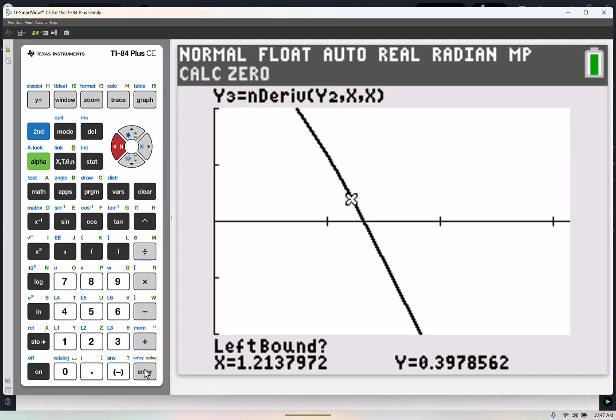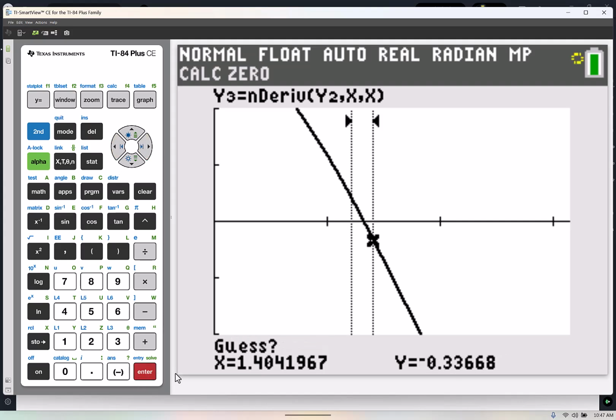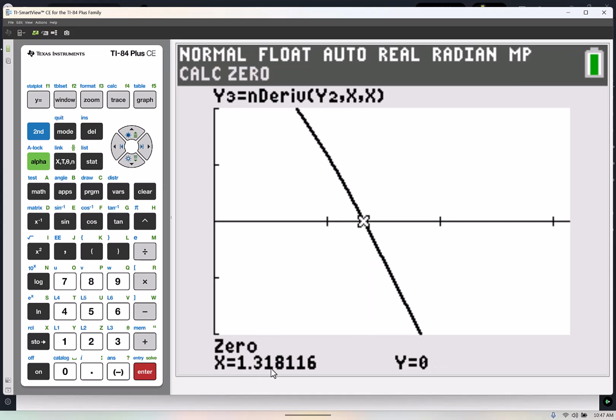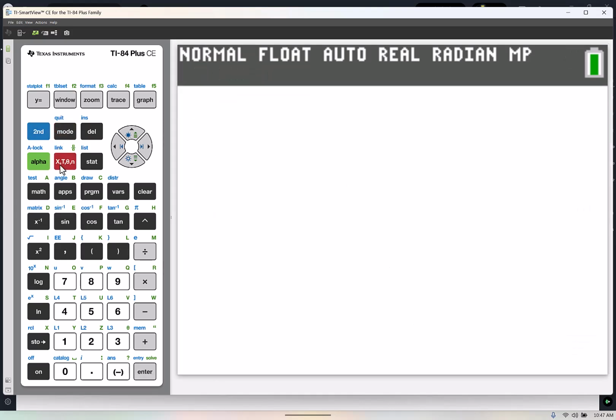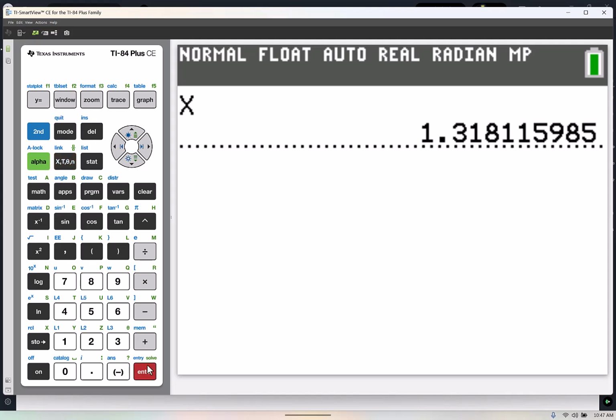left bound, right bound. Okay, you notice that it says that it's stored that the 0 is 1.318116. For you computer science nerds, this is called a register. And notice if I go X and I push enter, it's that value. Now, don't I have the velocity equation in Y2? Yes, look, I'll do it again.